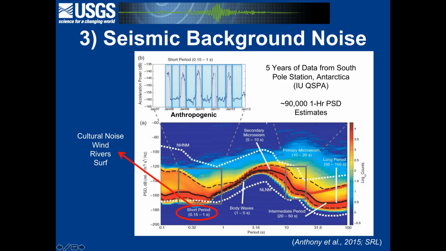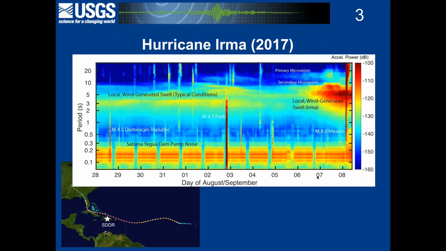Moving on to longer periods, here's the secondary microseism, which is caused by ocean waves. Here's the primary microseism, which is the direct coupling of ocean waves with the continental shelf. And then out here, we usually think of this as Earth's hum, which is the nonlinear interaction of ocean waves. So these are all ocean wave generated background noise in the absence of these other drivers that I've been talking about.